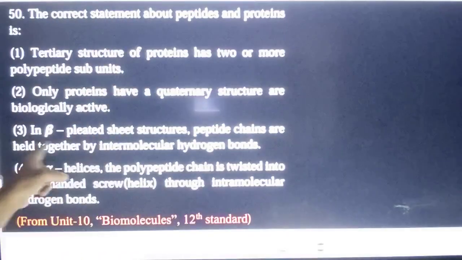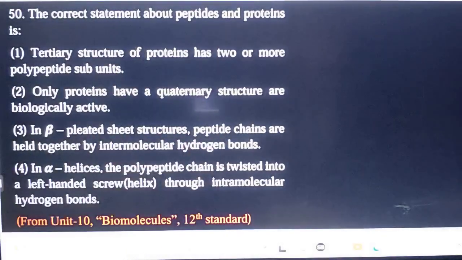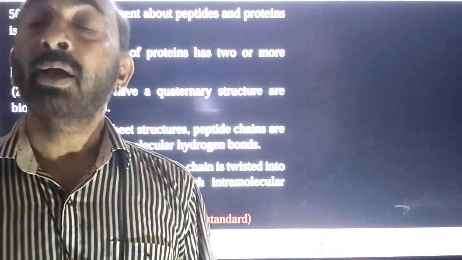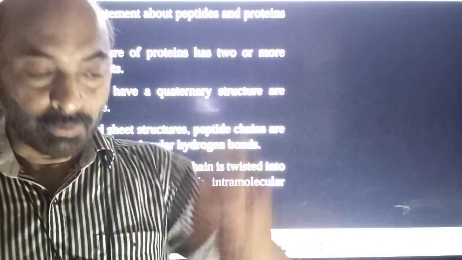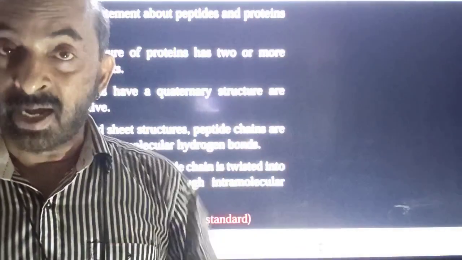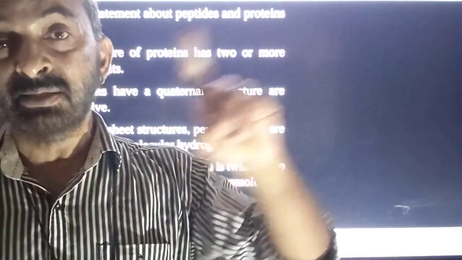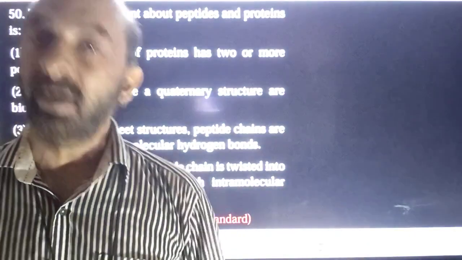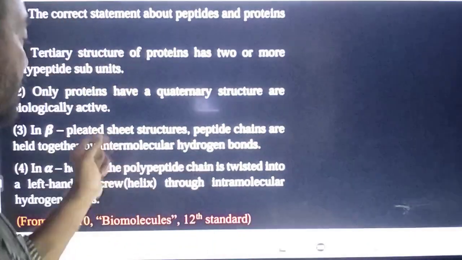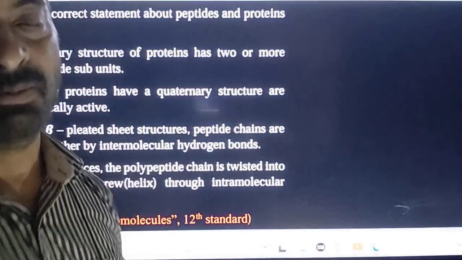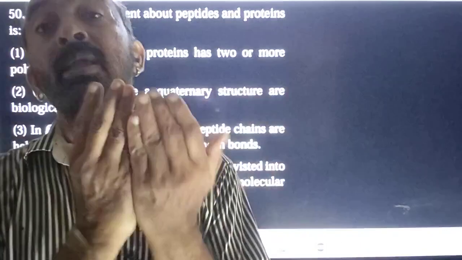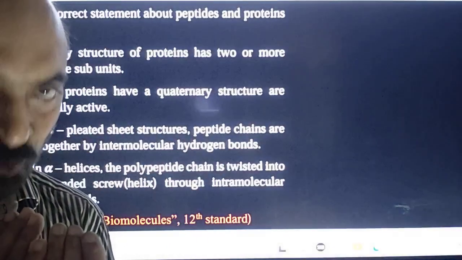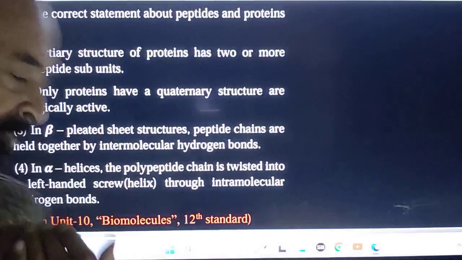Okay. In beta-pleated structures, peptide chains are held together by intermolecular hydrogen bonds. We have studied that. In beta-pleated structure, polypeptide chains lie adjacent and make CONH intermolecular bonding. Isn't it? Intermolecular hydrogen bonding. So that statement is correct. In beta-pleated structure, it is intermolecular hydrogen bonding that keeps the separate polypeptide chains that lie adjacent together. So that statement is correct.